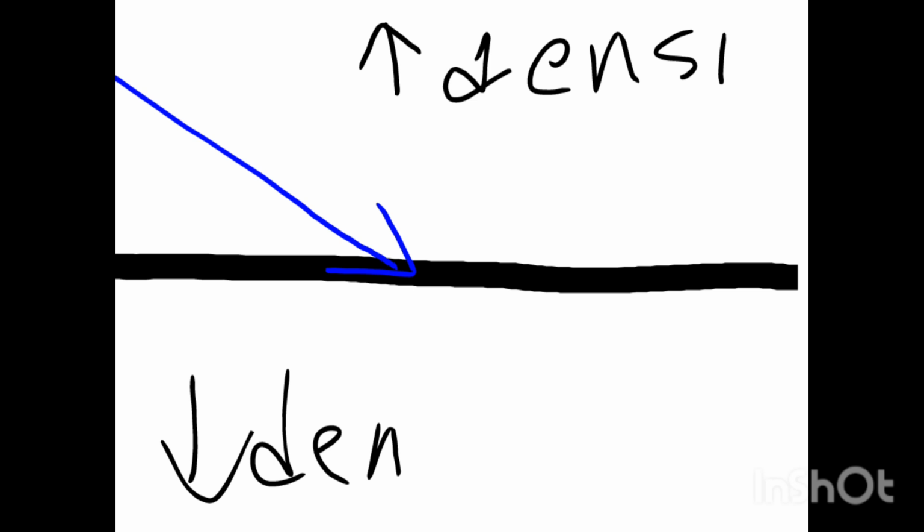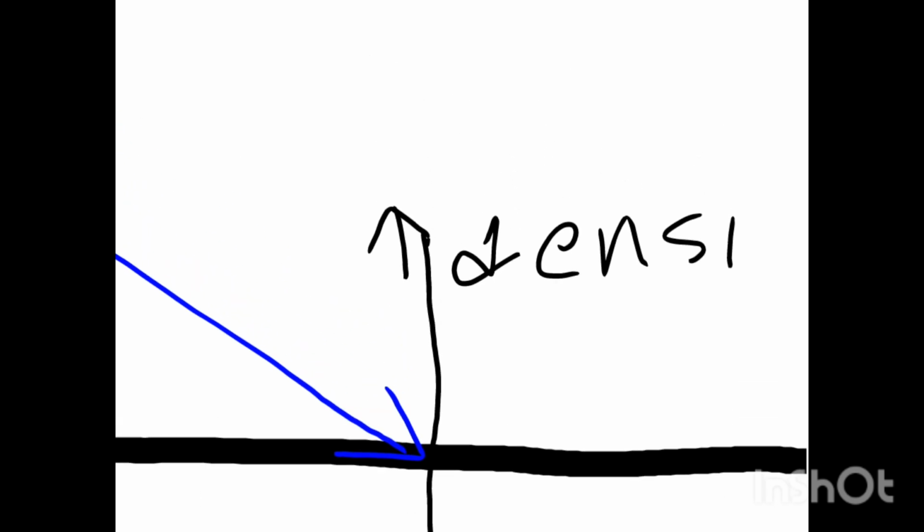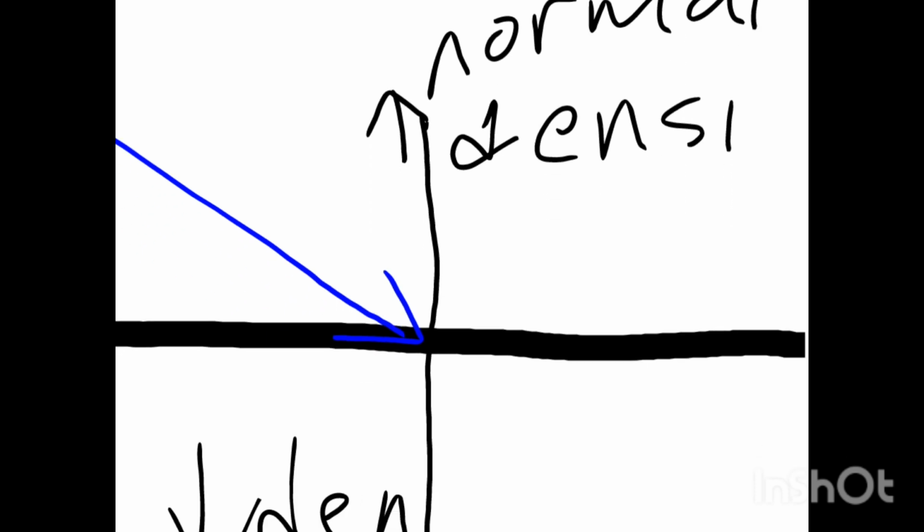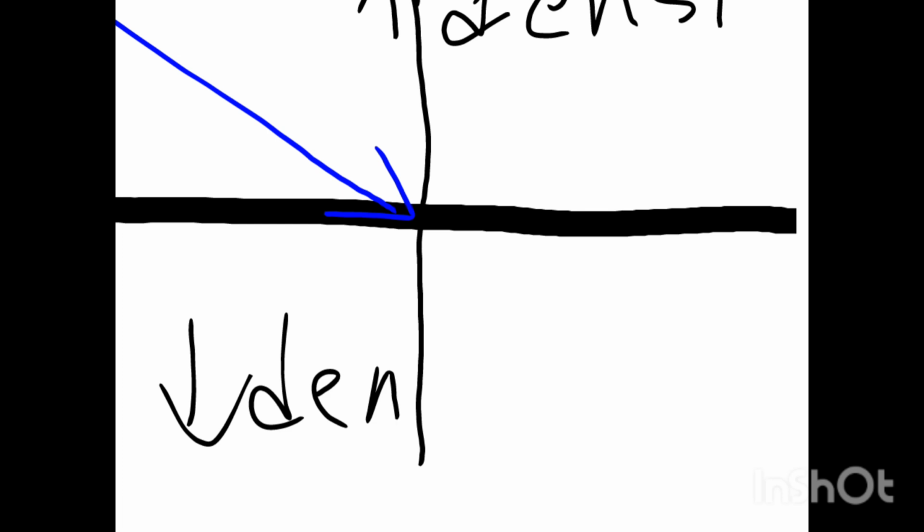Whenever a ray of light meets the barrier, where it contacts the barrier which is dividing the two mediums, we have to draw a straight line there. So we assume a straight line there, which we call the line of normal. Follow me closely here.